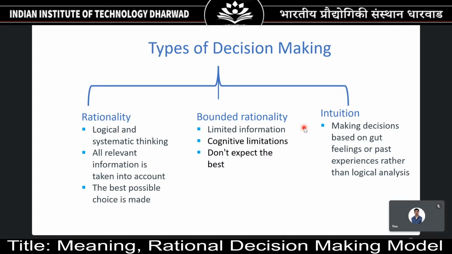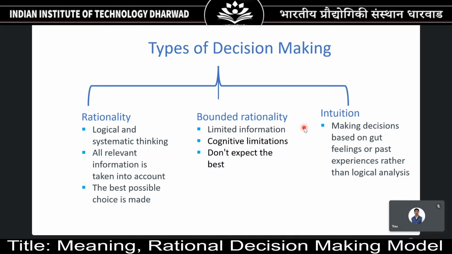For the rational decision maker, we require logical and systematic thinking. Next, all relevant information is taken into account, and whatever the available information is, based on that, they try to get a logic based action.